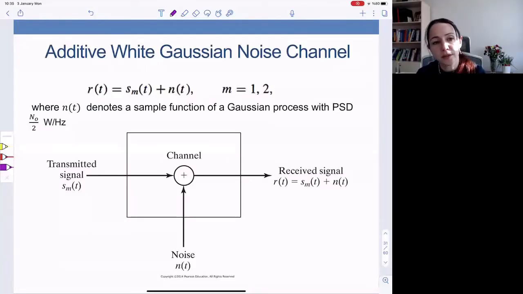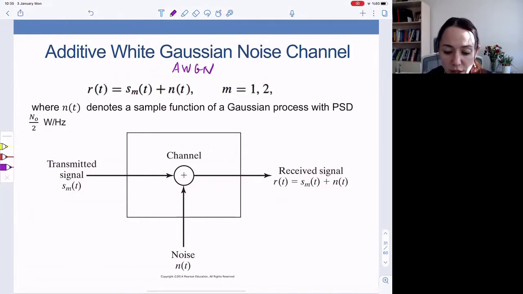In this part of our chapter, we will be analyzing the bit error rate performance of basic binary one-shot modulation techniques in the additive white Gaussian noise channel, which we abbreviate as the AWGN channel.